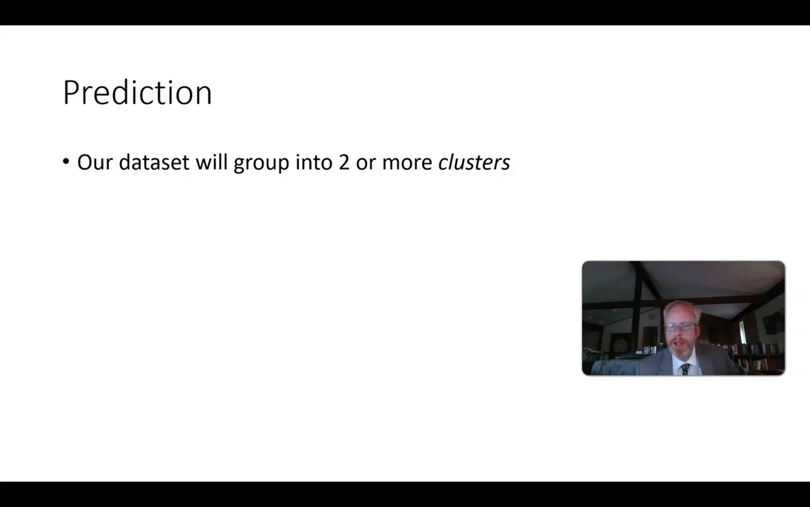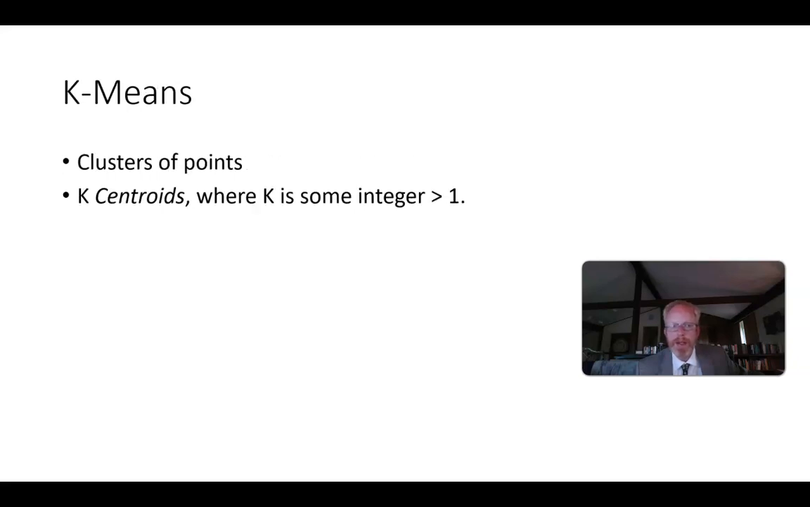So the result is that our data will be grouped into two or more clusters, and those clusters might have something in common. We might be able to label the clusters or see some similarities among cluster members. So k-means is an analysis that we're going to do, which is a cluster of points, and k-centroids, where k is some integer larger than 0. So, larger than 1 rather.